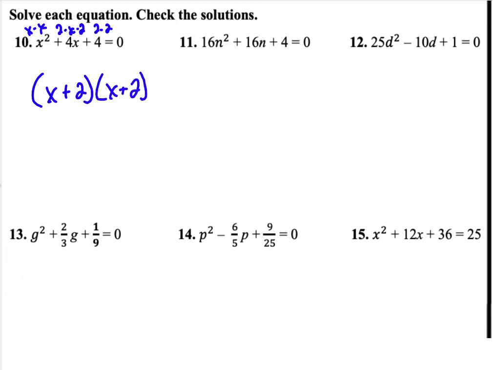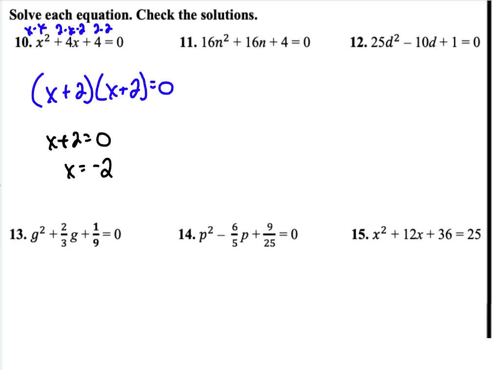It's my perfect square. So I set each one equal to 0. In this case, they're both the same, so I really only need to do it once. X plus 2 is equal to 0, so x is equal to negative 2. Because I'm really going to get the exact same answer again for the next one, so I don't need to solve it twice.